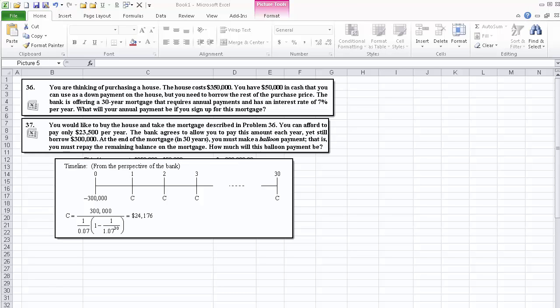Okay, hi everyone. I'm going to work through these problems for you, and both of these are just time value of money problems, but the second one's a little tricky.